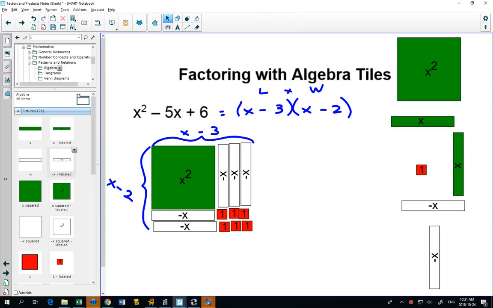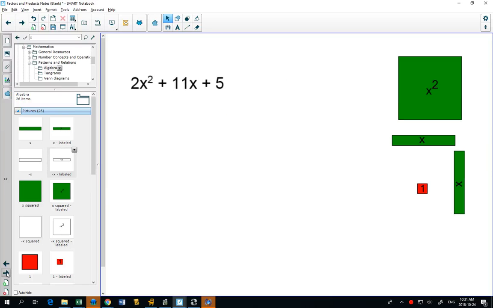Thinking about the chart method, does it make sense that these would be positive ones? Because we have a minus 2 down here times a minus 3 up there, making those 6 positive ones. But again, I think directly factoring it is probably easier. We could do our second one with algebra tiles as well.